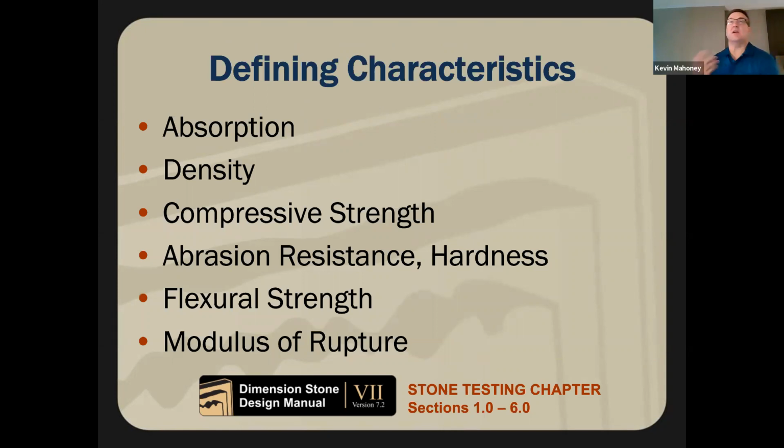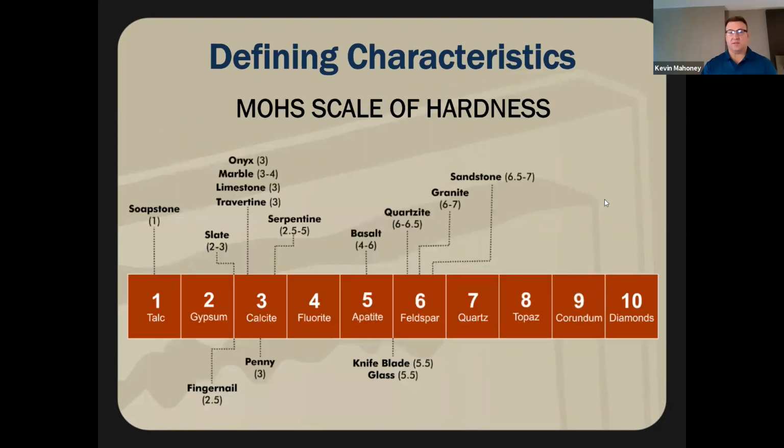Some of the defining characteristics when we're considering using natural stones for our application. Some things that may limit what you do with the stone: absorption, density, compressive strength, abrasion resistance and hardness, flexural strength, and modulus of rupture. Absorption has to do with the porosity of a stone. And as we look, I have a couple different presentations here.